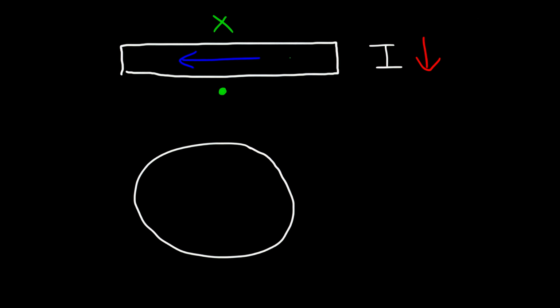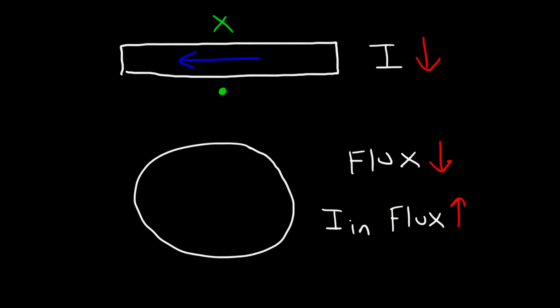It's below this wire. Now the flux is decreasing because the current is decreasing. A decrease in current will produce a decrease in magnetic field, and a decrease in magnetic field leads to a decrease in flux. So according to Lenz's law, the induced current will be directed in such a way that it's going to try to support the decrease in flux. So if the flux is decreasing, it's going to try to increase it. It's going to oppose a change.